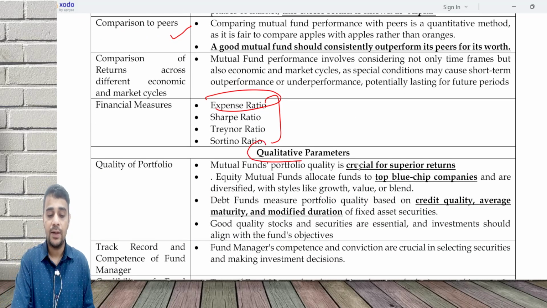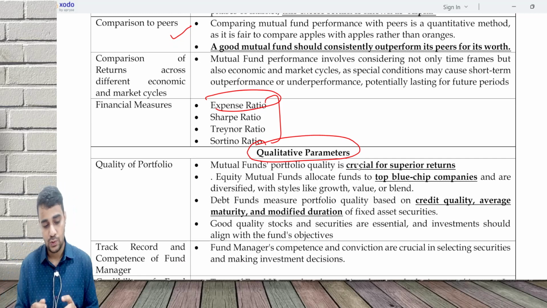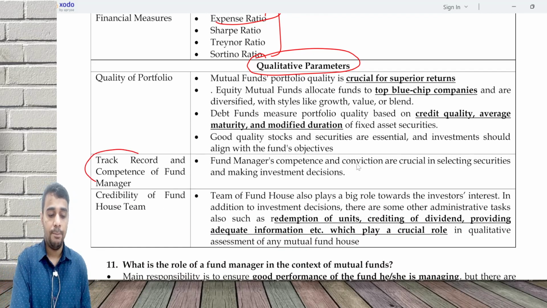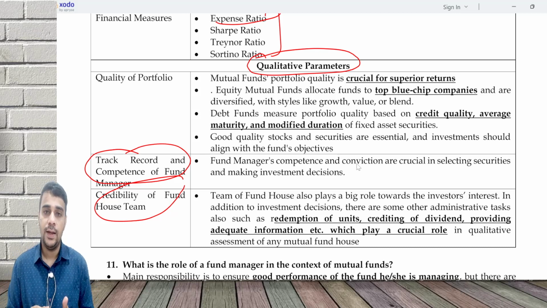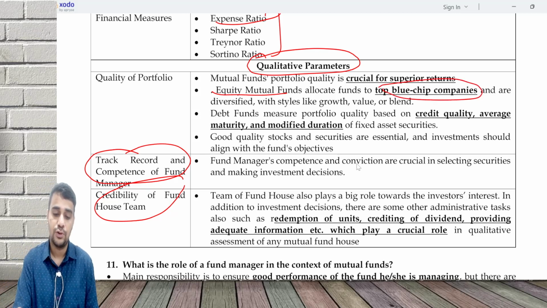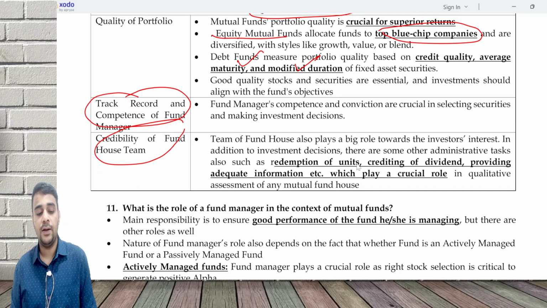Then qualitative parameters, these are subjective. Qualitative parameters will majorly focus on two things. One is how is the fund manager, how strong is the research team. So track record and competence of the fund manager, credibility of the fund house team. Quality of portfolio is checking the quality of different equity. Equity quality can be seen by whether you are investing in blue chip companies. Debt part quality can be measured through your duration, volatility, credit quality. The objective is to invest in those companies which have good quality. How is the fund manager performing, and how is the credibility of this fund house team?